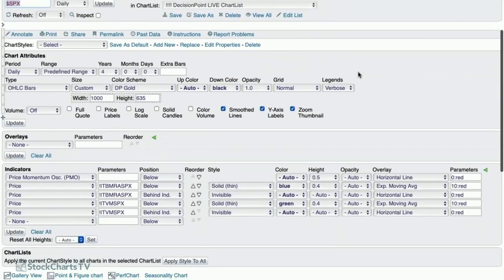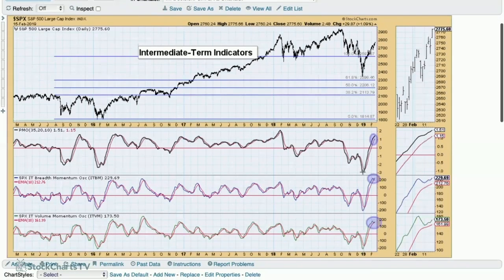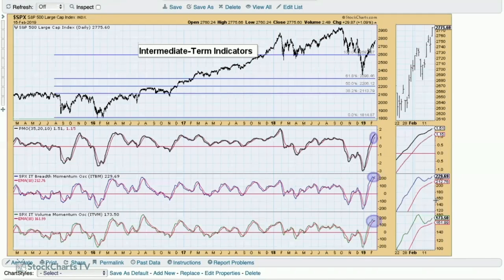Alrighty, and the intermediate term indicators. They're still really overbought, and I've been waiting for that negative crossover. Never happened. Got a bottom above the signal line, and I find that especially positive. And they are still rising here, but they are really overbought. That would be my only concern really at this moment in time, how overbought they are.